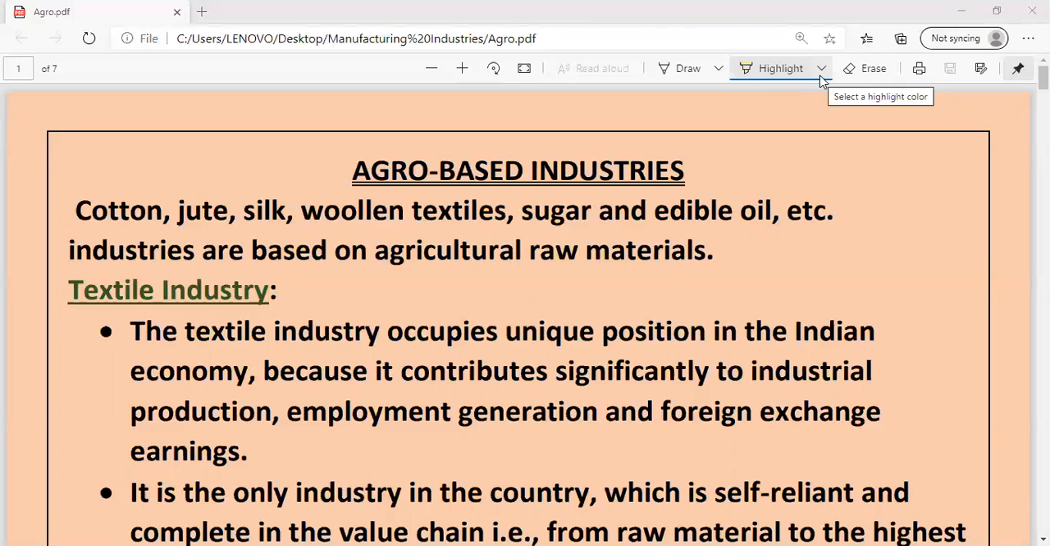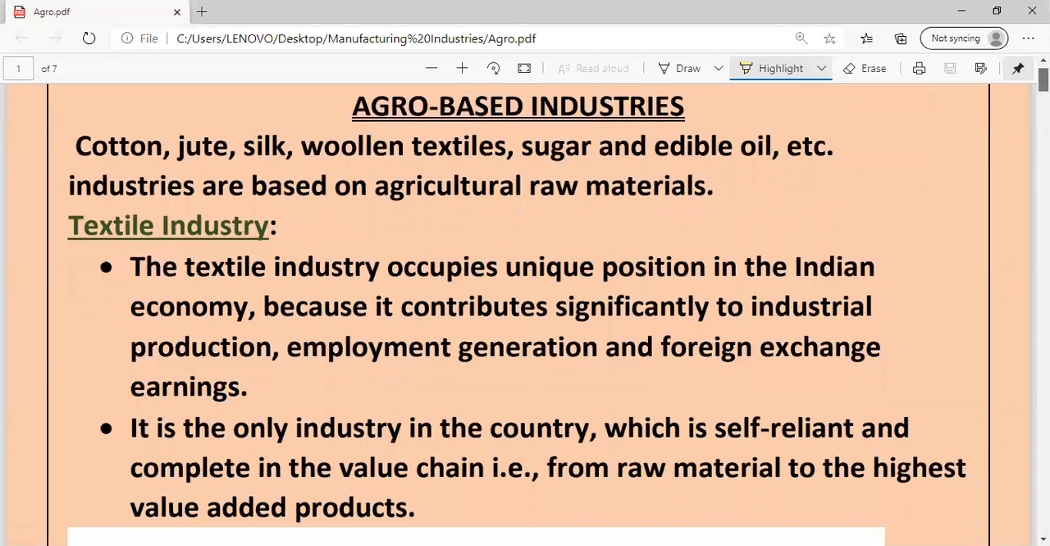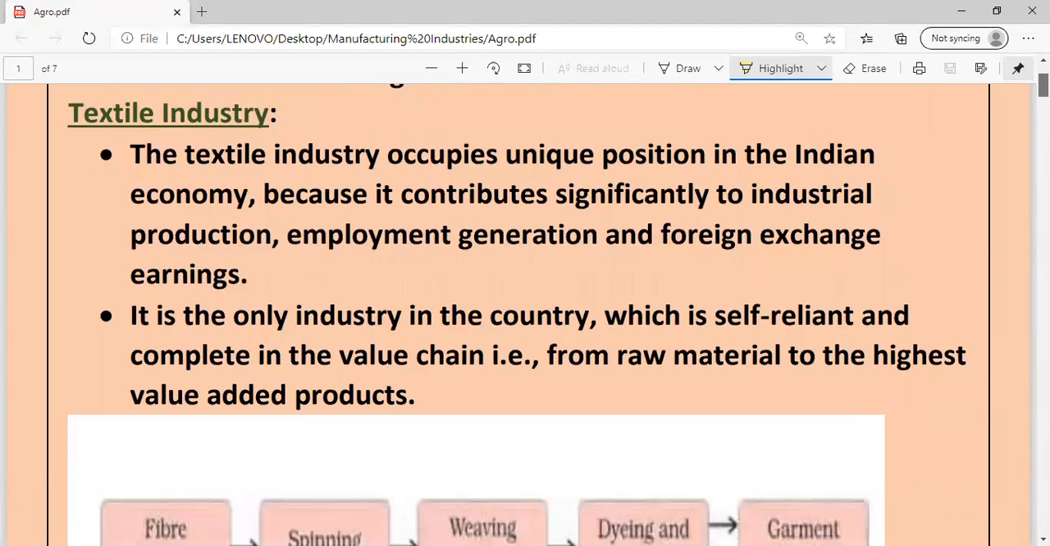So all the materials for the production of goods and services in these industries need to be arranged from the agricultural sector. Such industries which depend on agriculture for getting raw materials for the production process are known as agro-based industries. So in agro-based industries, the first industry we are going to learn is the textile industry.